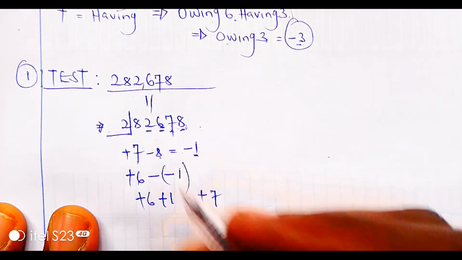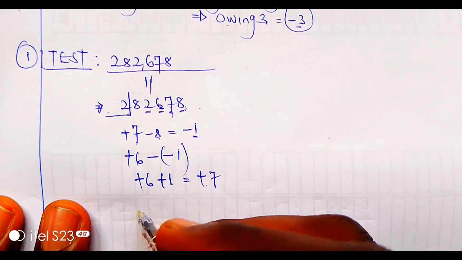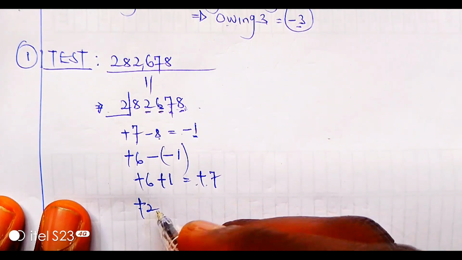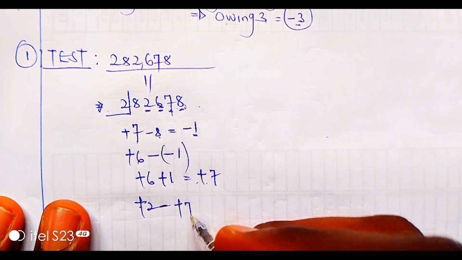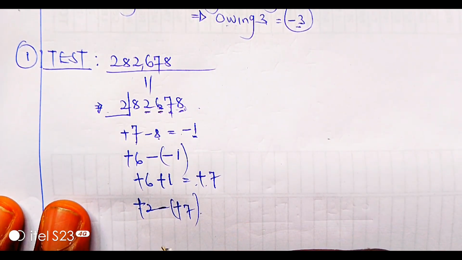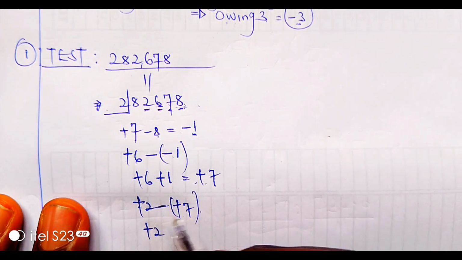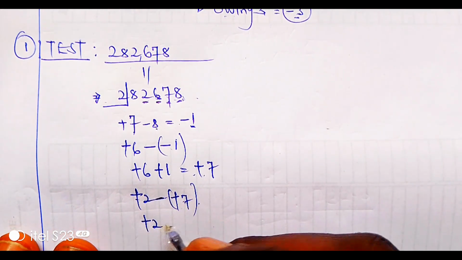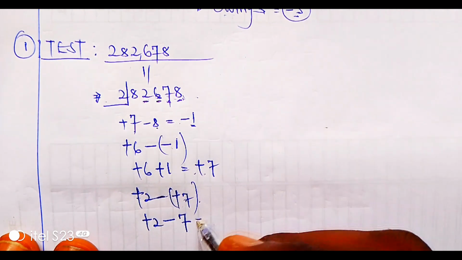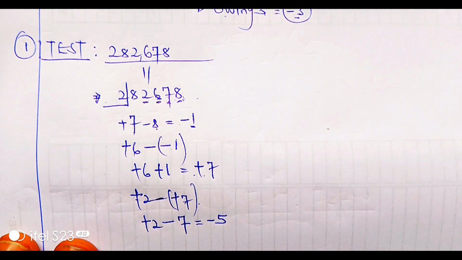We bring in 2. 2 minus this. Plus 2 minus plus 7. What do I have there? When you have equal signs, positive. When you have unequal signs, negative. Minus signs plus is minus. 2 minus 7 is minus 5.